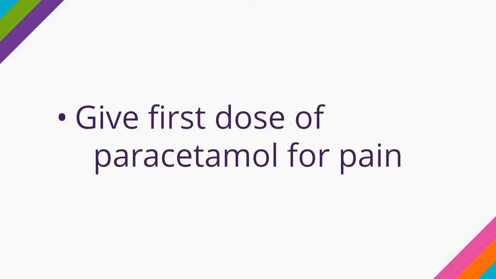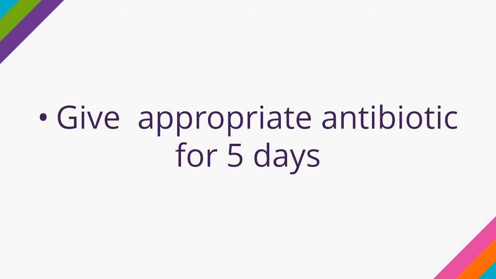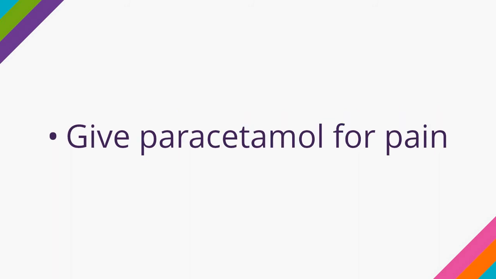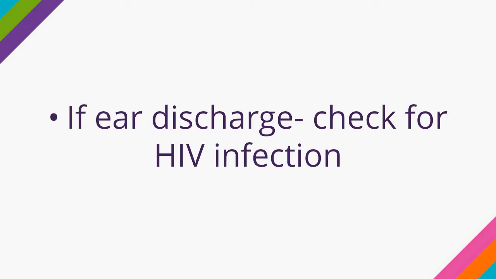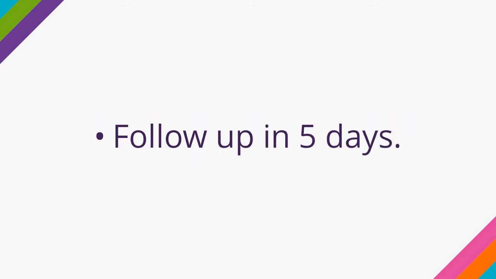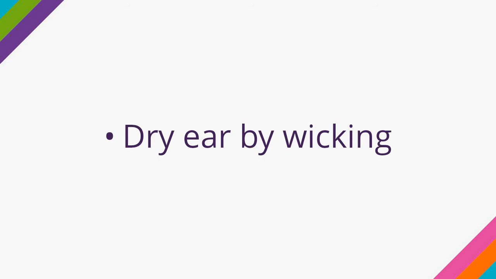For chronic ear infection classification, and acute ear infection. So what would constitute the classification of chronic ear infection is when the child has the signs, that is, pus is seen draining from the ear or discharge reported for 14 days or more. Then this is a chronic ear infection. So you can dry the ear by wicking, treat with topical quinolone ear drops for 2 weeks, check for HIV status and follow up in 5 days.